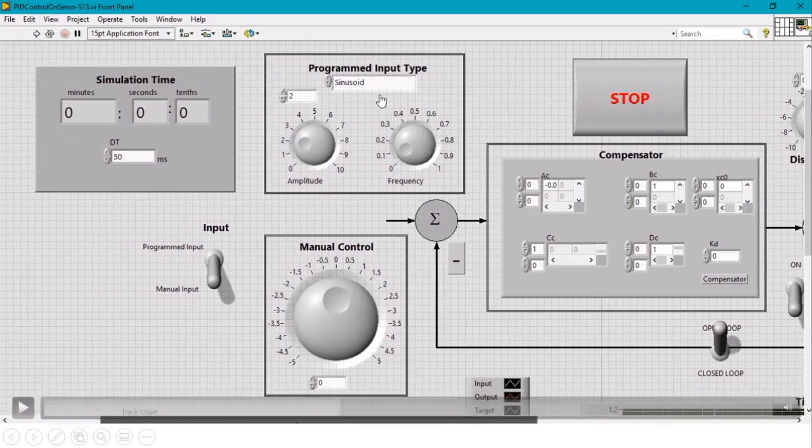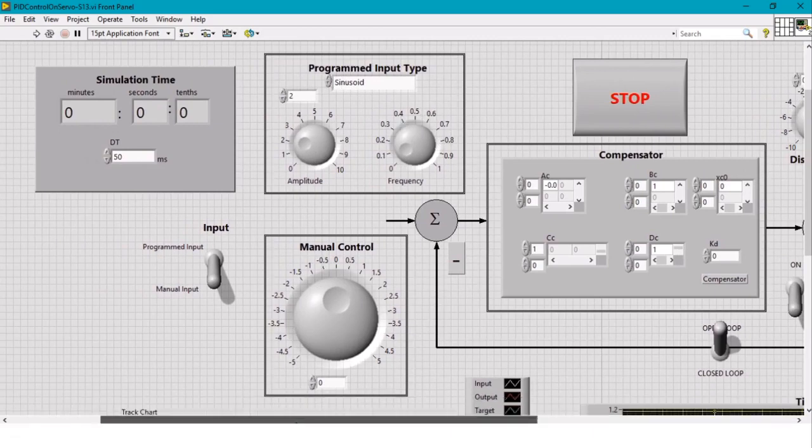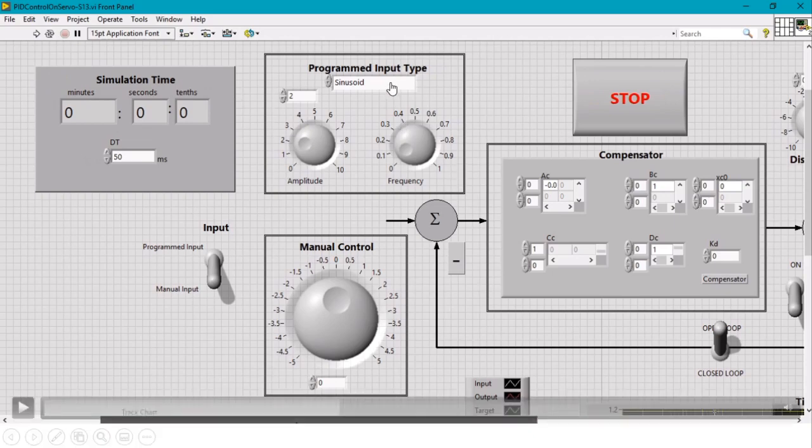Oh, one thing I forgot to mention is what kind of input types you can put in. If you look in here, it could be sinusoid, step, or ramp and hold. That means it just goes up linearly and then holds the position there. Or none. You don't have to put in any. You can put none.